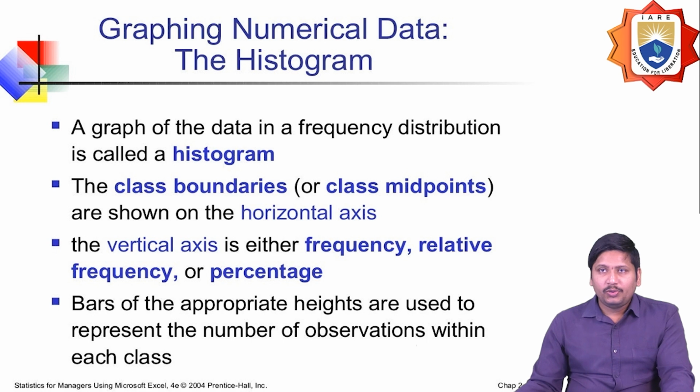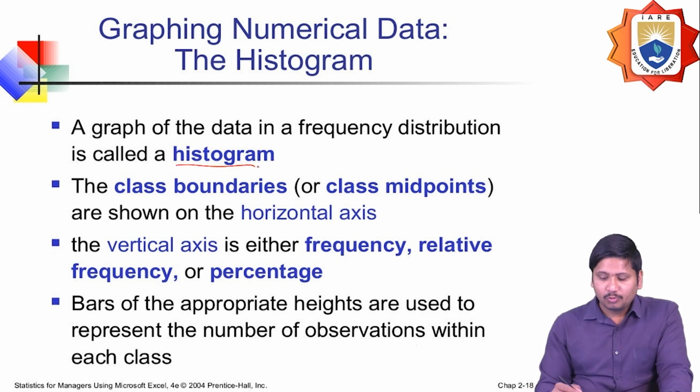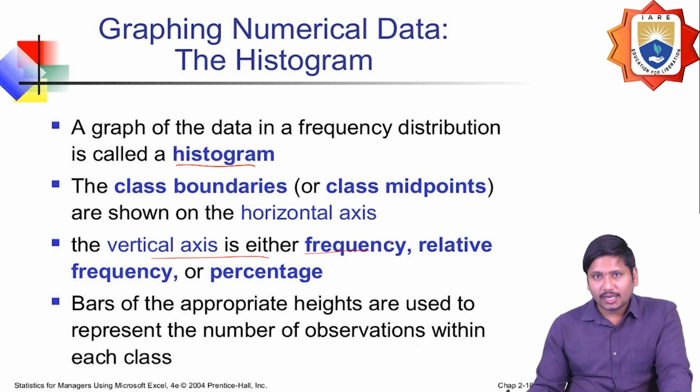Then how are we going to graph this numerical data? For that we have a technique called the histogram. So what is a histogram? The graph of the data and frequency distribution is called a histogram, and class boundaries or class midpoints are shown on the horizontal axis, and the vertical axis can be either frequency, relative frequency, or percentage. And bars of appropriate heights are used to represent the number of observations within each class.